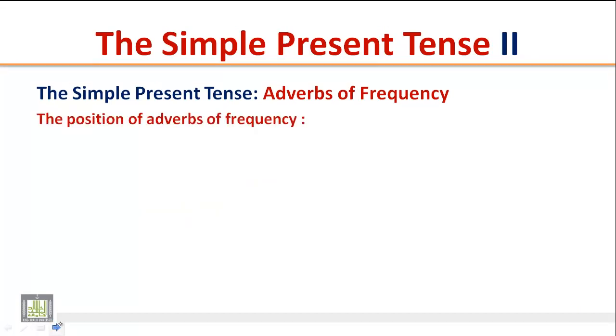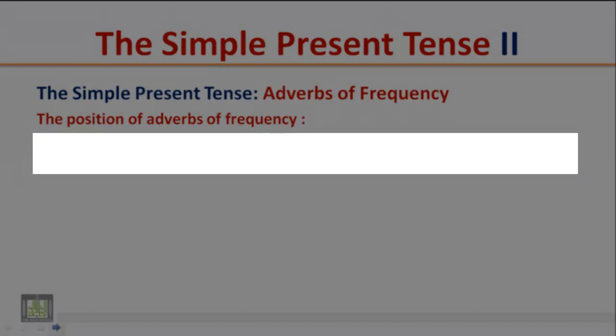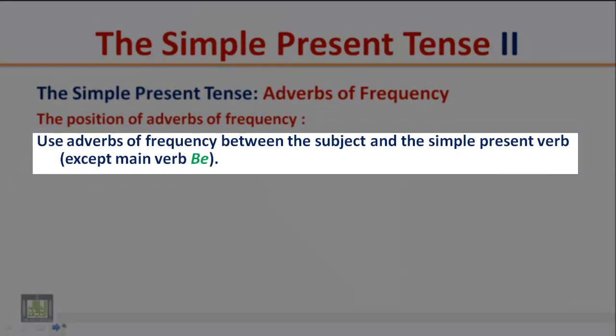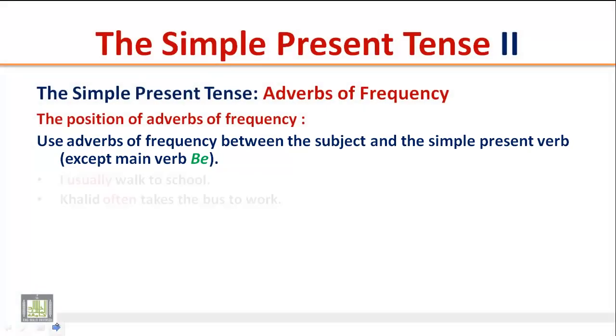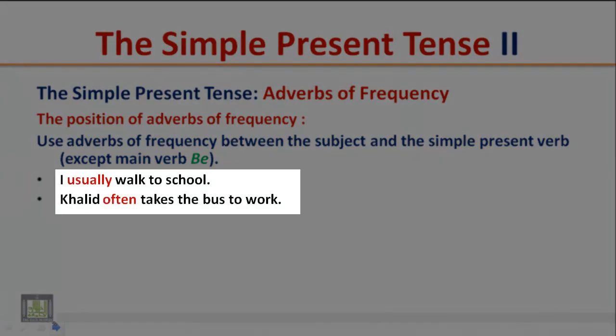The position of adverbs of frequency. Use adverbs of frequency between the subject and the simple present verb, except main verb be. Examples: I usually walk to school. Khalid often takes the bus to work. Notice here that the adverb of frequency comes between the subject and the main verb.